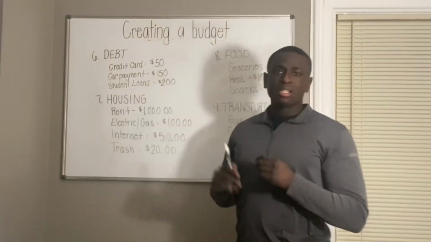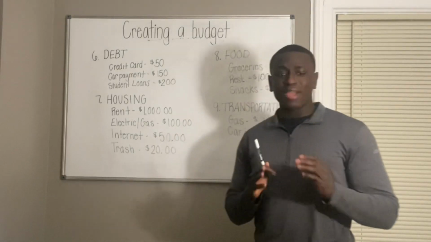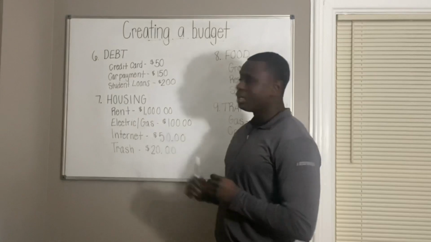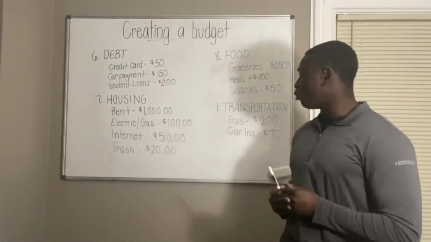Now, category 7 is going to be your housing. Now, remember earlier I said if you have a mortgage, not to put it under debt. Instead, you're going to put it under housing. Now, if you rent, it's going to be rent. If you own, it's going to be your mortgage.